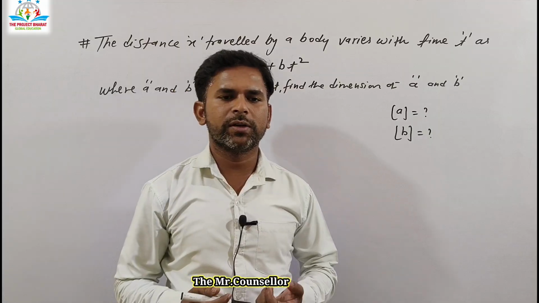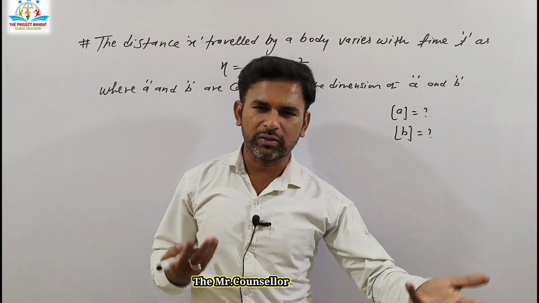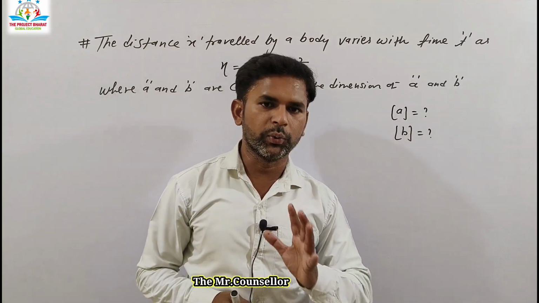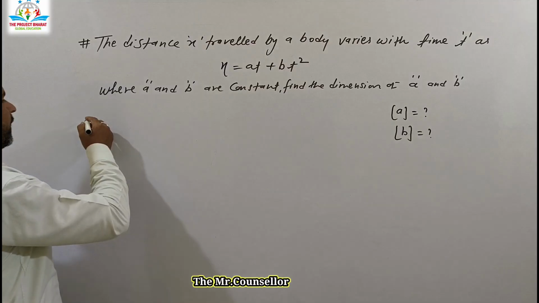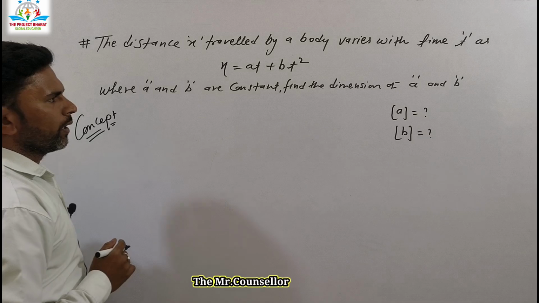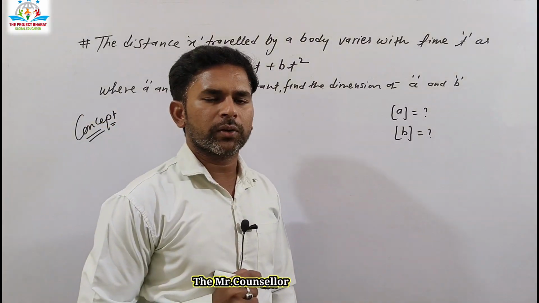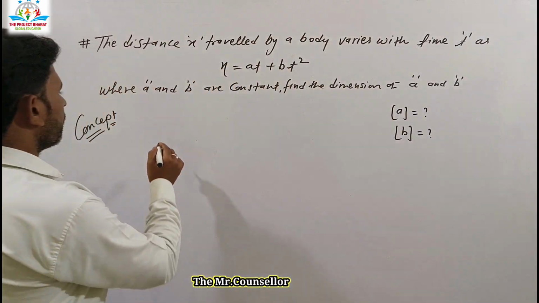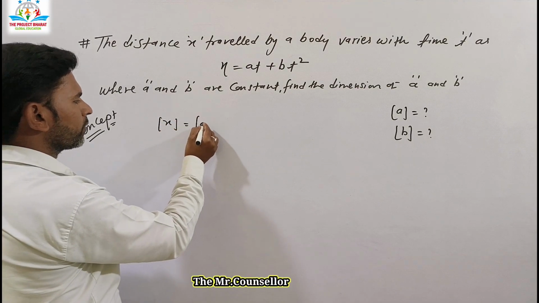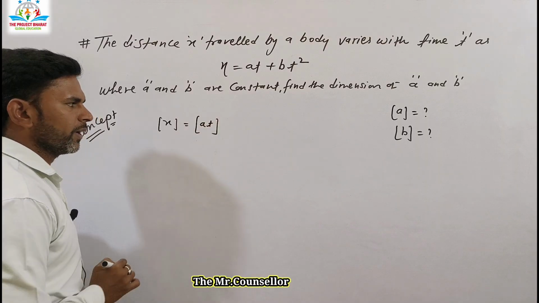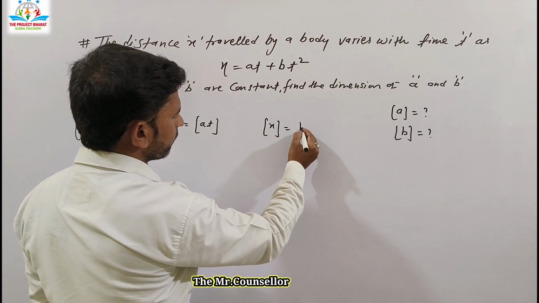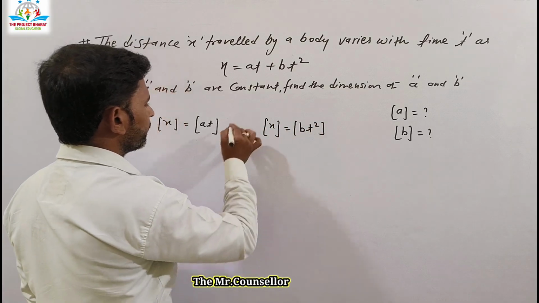Whenever they ask the dimensional formula of any physical quantity, or any constant, you have to note it down in a large bracket. Do remember. Which concept are we going to discuss here? A very simple concept. Whenever you face such problems, note down that the dimensional formula of x is always equal to the dimensional formula of at, and the dimensional formula of x will be equal to the dimensional formula of bt².